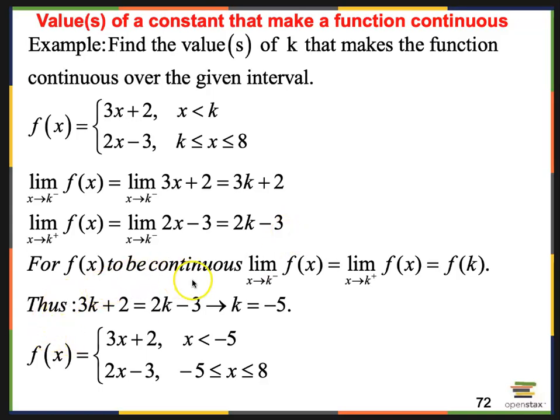For f of x to be continuous, these two limits from the left and from the right have to equal each other and have to equal the function value at k. So remember, these three things have to be equal. Those are the three criteria at the beginning of the continuity section. Thus, 3k plus 2 must equal 2k minus 3, which gives k equals negative 5. So when we solve this for k, we get k equals negative 5. That's the value that would make the function continuous.